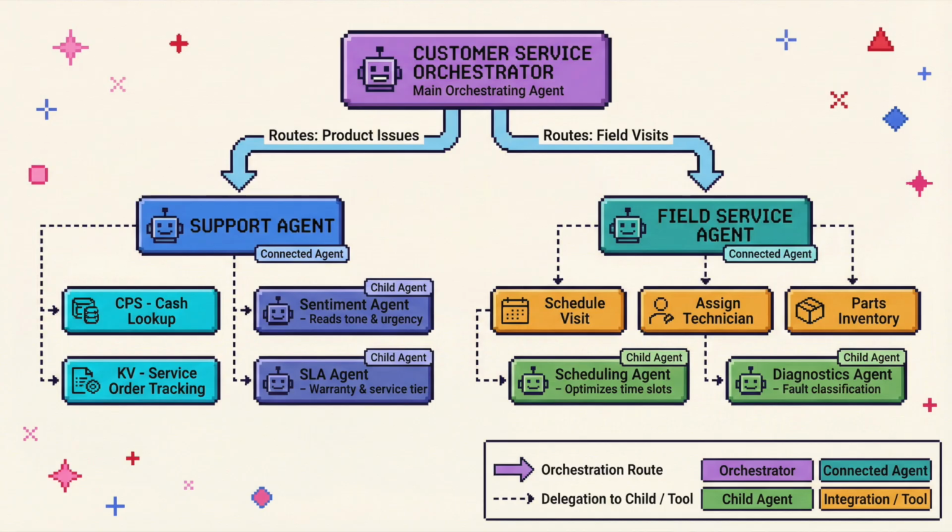We have our main agent, which is the customer service orchestrator on the top. Then we have two branches. One is going to be a support agent, which means it is an agent that can be built on its own, then connected to our orchestrator. The support agent is connected to, let's say, different MCPs for case lookup, knowledge base, order tracking. And maybe that connected agent also has child agents underneath for sentiment and SLA, right? So we're going to put all the things in an image.